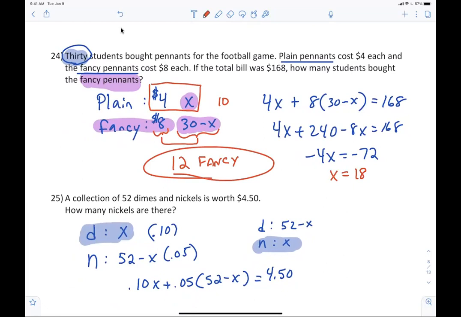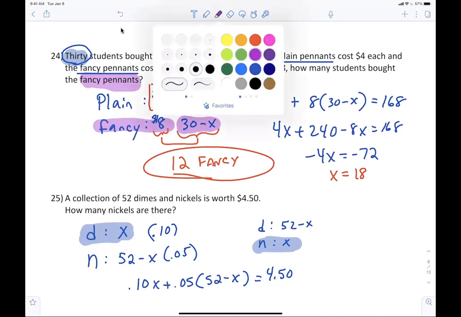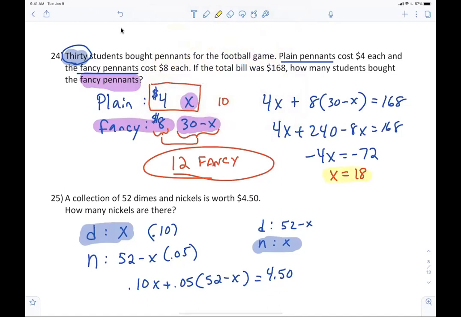All right, Luca, what? Yes, Molly. Well, because remember, 18, please listen to me, 18 represents X, right? Plain is X. You hearing me? We want fancy. So fancy is 30 minus X. 30 minus 18 is 12. You hear me now? So make your note on there. Now, if you set up X as fancy, then the answer came out to be X equals 12. All right, the answer came out to be X equals 12.